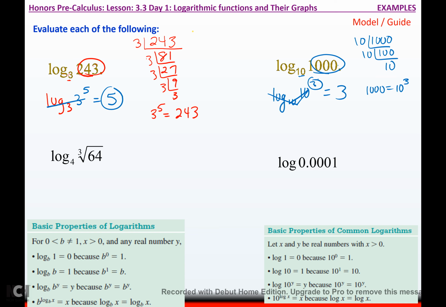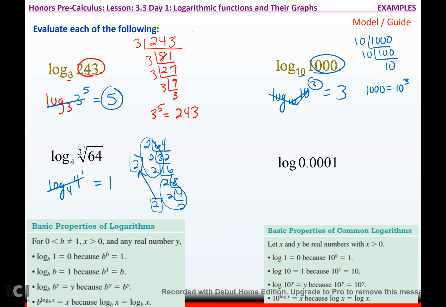Okay, this one's a little funny. You've got the cube root of 64. Well, if I break down 64, by 2 is 32, by 2 is 16, by 2 is 8, by 2 is 4, by 2 is 2. I'm looking for cube roots. So there's 3 2's, which makes 1. There's 3 2's, which makes 1. So the cube root of 64 is 4. So this is log base 4 of 4 to the first. They cancel, and my answer is 1.